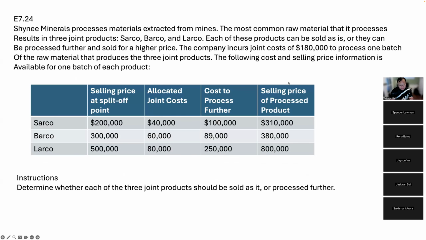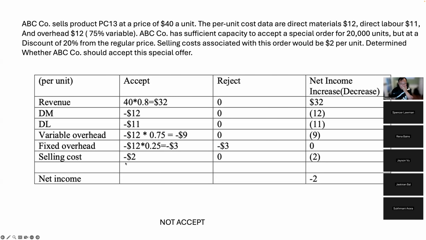And there's a selling cost per unit, $2. You don't have this cost if you reject that order. So now I can see that by accepting this special offer, my revenue per unit will increase 32. My cost will be direct materials 12, direct labor 11, variable overhead 9, and the selling cost 2. So when I add everything up together, I have a negative $2 loss per unit. Therefore, I can't accept this offer.